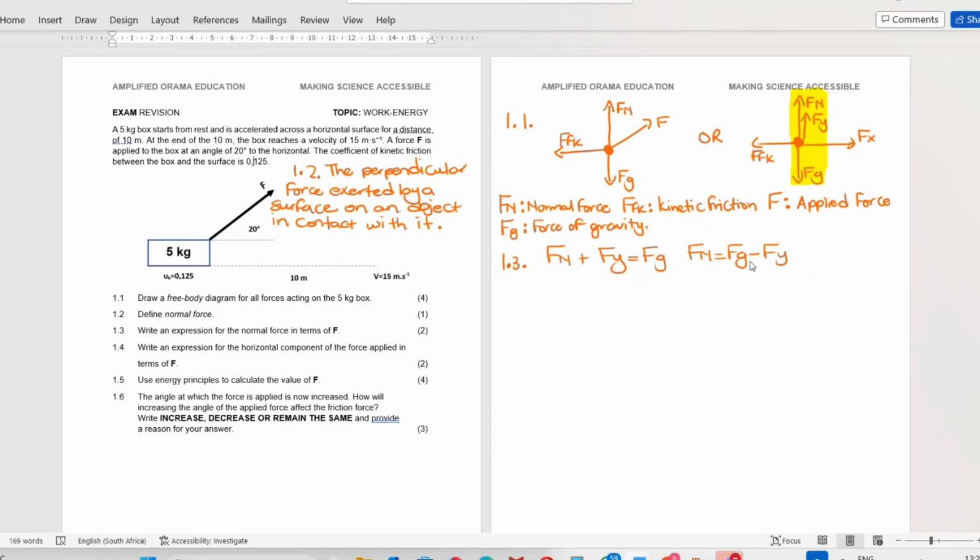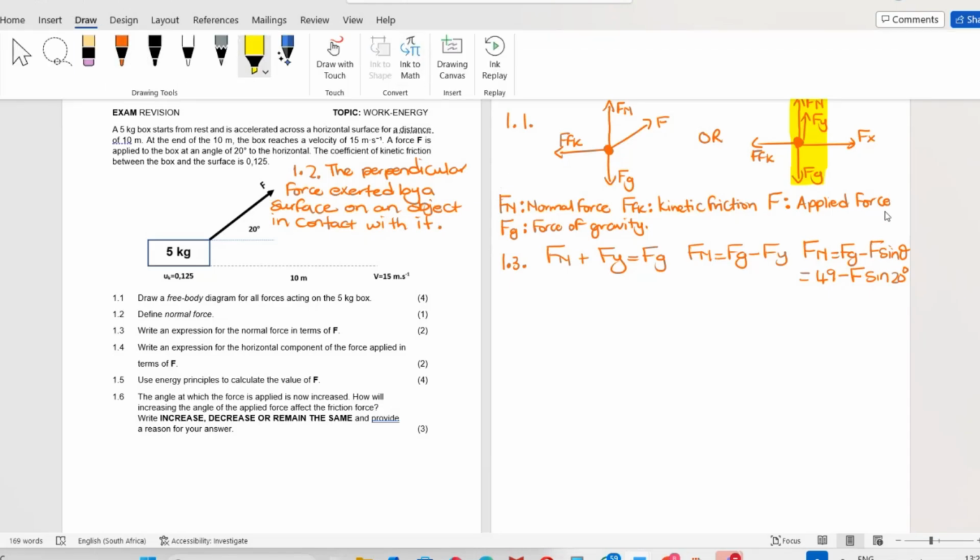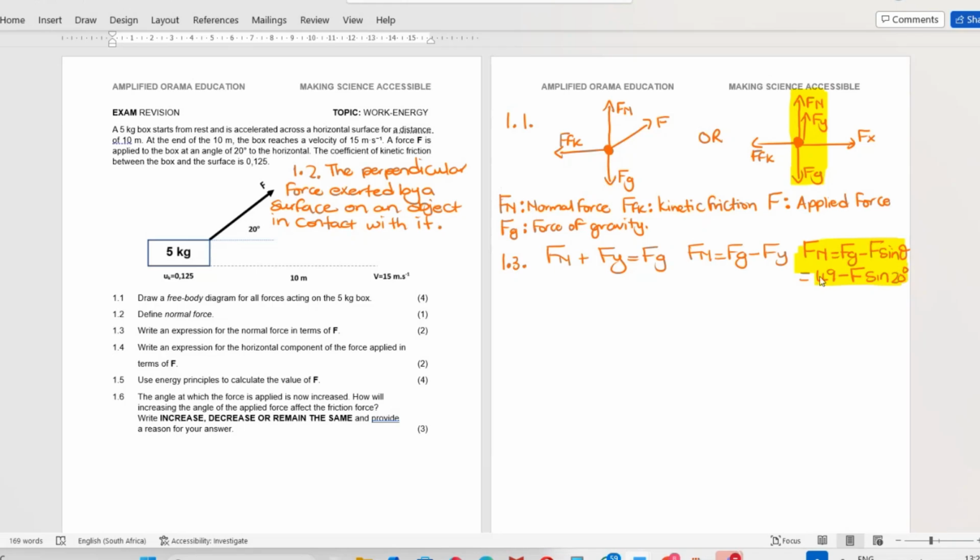Now, to find Fy, Fy would be equal to F, the force applied, sine theta. Let me write that properly. Sine theta. Okay, that is F sine theta, right? So Fn is equal to 5 times 9.8, because Fg is mg. So 5 times 9.8 is 49, minus F sine 20 degrees. And that would be the expression of the normal force in terms of F.